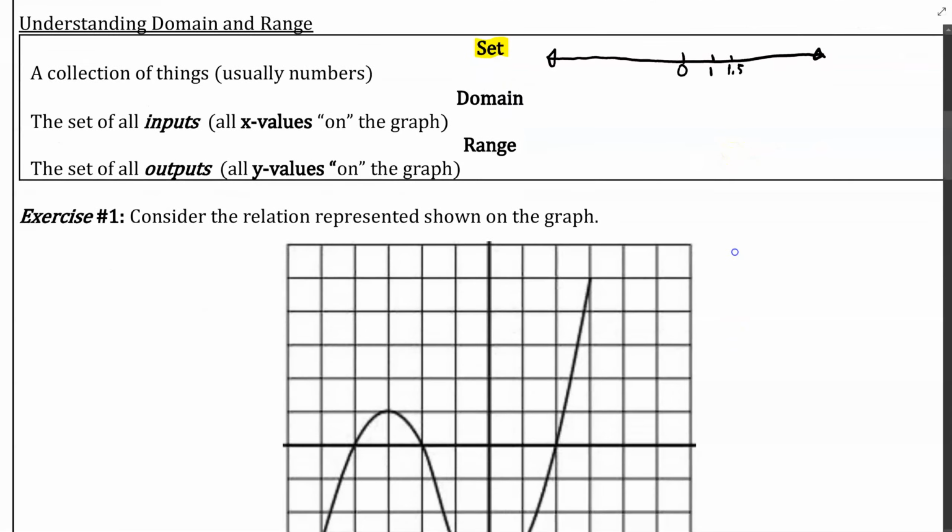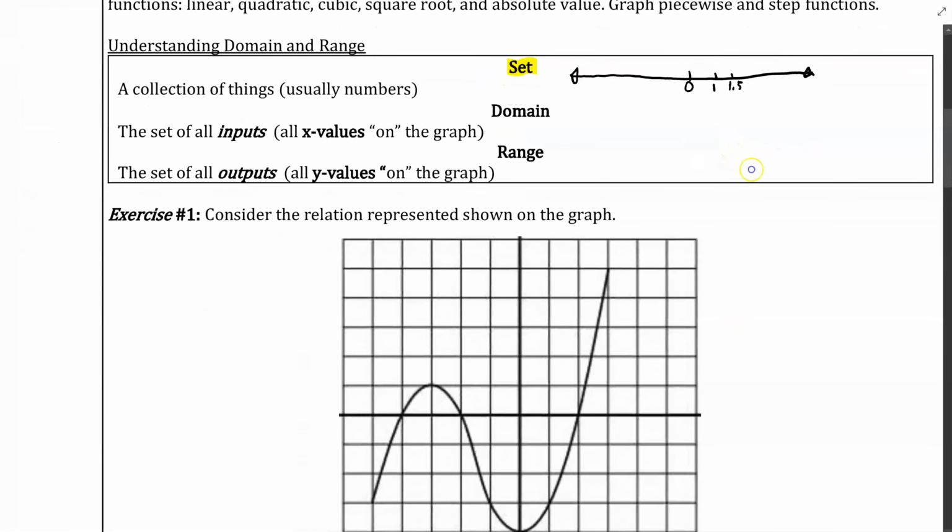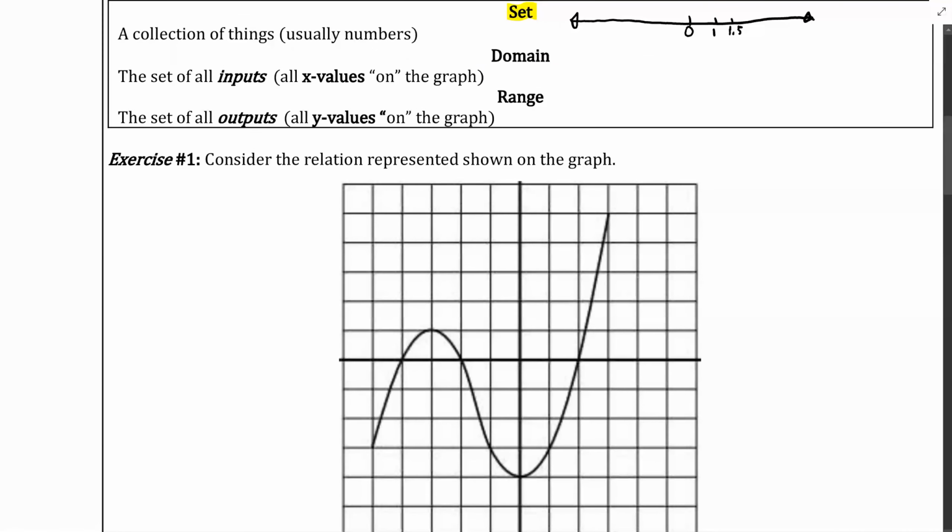Now, for domain and range then, what we are interested in is if I give you the graph, are you able to tell me what the domain is? And the domain is simply all the inputs or the x values that are on the graph. Likewise, for range, we want to know the set of all outputs or y values that are on the graph. Now, what do I mean when I say it's on the graph?